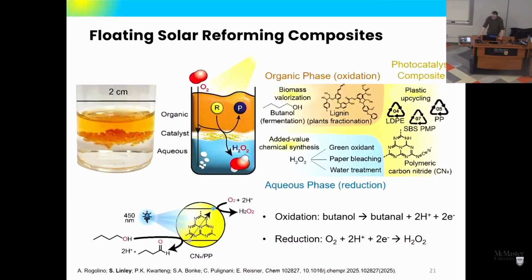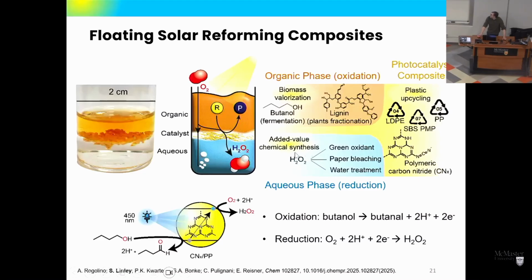Okay, so here's a photograph of what it looks like. Just find my mouse here. So we've got our floating photocatalyst powder here, sitting at the boundary between our organic phase and our aqueous phase here. In this case, we looked at a couple of different reactions. The first is this entire phase is butanol, and we do a conversion of this butanol to butanal, so just doing an oxidation reaction there. And it's coupled with the reduction of oxygen to form hydrogen peroxide in the aqueous phase.